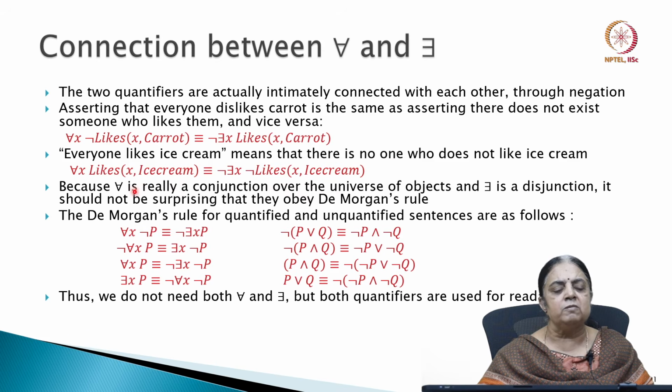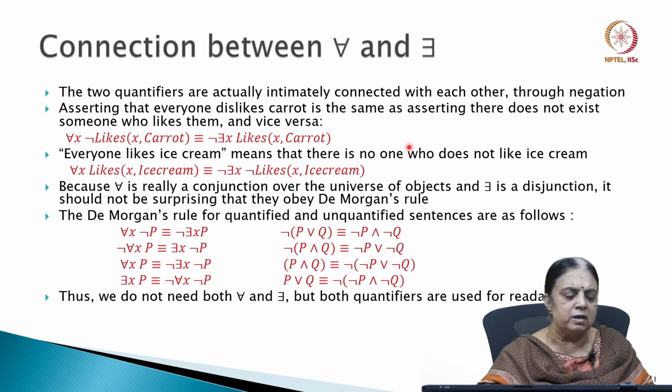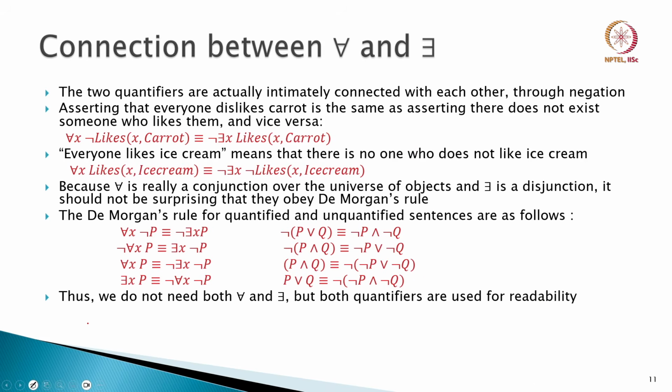And this is true because when you use a universal quantifier, it is a sort of conjunction, whereas the existential quantifier is a disjunction, and they also obey De Morgan's rule because of that. Okay, so what was De Morgan's rule? De Morgan's rule said that, suppose I take A and B, the negation of this would be equivalent to not A or not B.